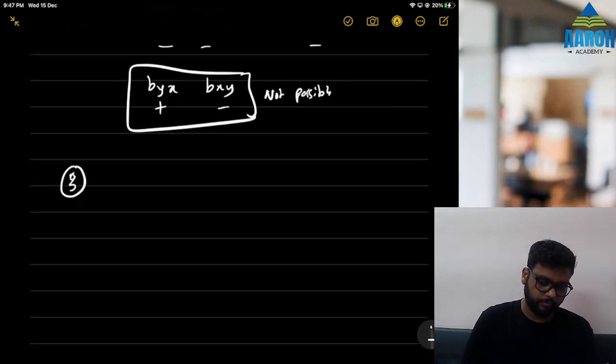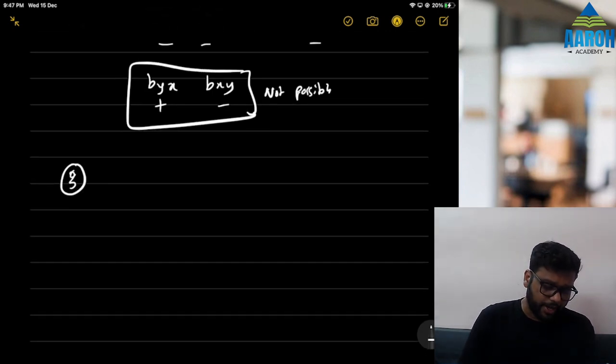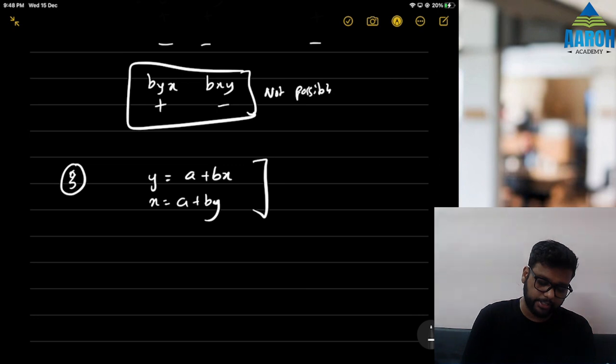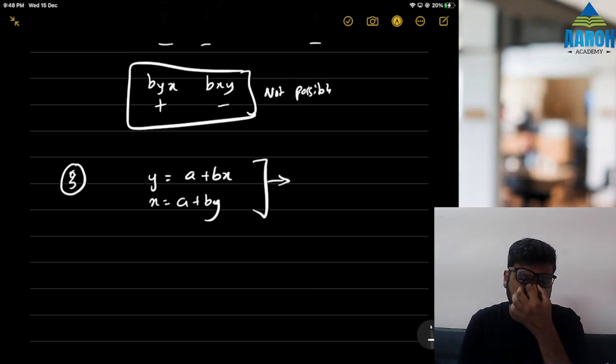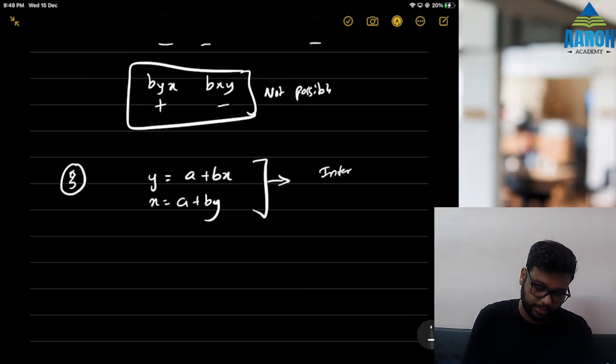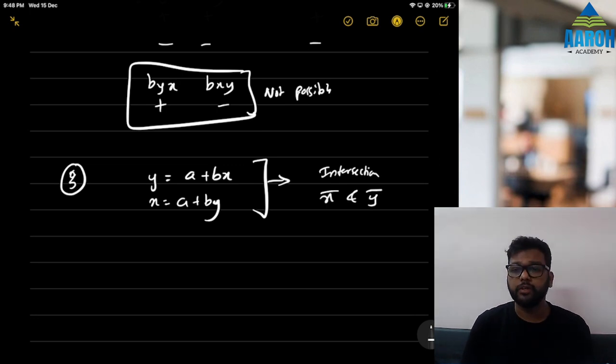Third, line of y on x is y is equal to a plus bx. Line of x on y is x is equal to a plus by. Can anyone tell me intersection of these two lines gives us what? Means. Correct. So intersection gives us x bar and y bar. Good. Fine.